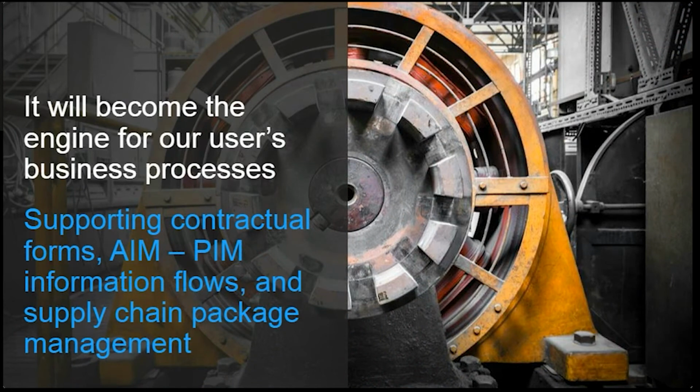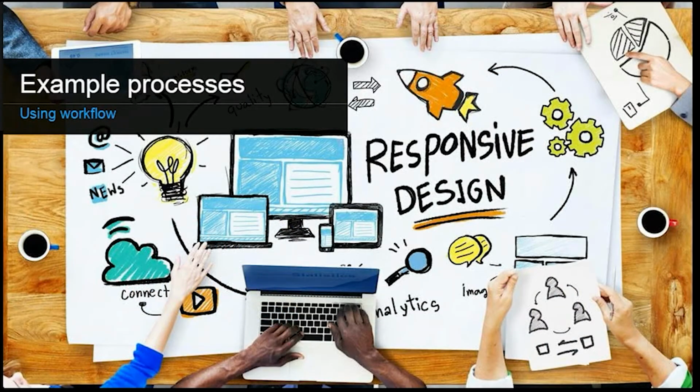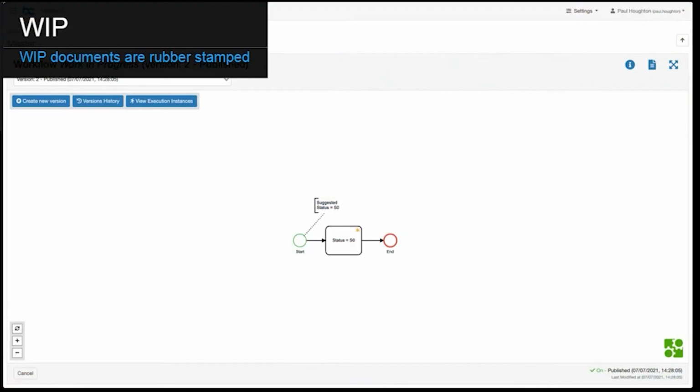Now, today that means documents, reviews, transmittals, everything around that. But in the future, it's going to mean contractual forms. It's going to mean asset and project information moving between those two environments. It could mean supply chain tender package management and managing those processes. Here are some example processes actually designed and built in the software. We're going to start with really simple.